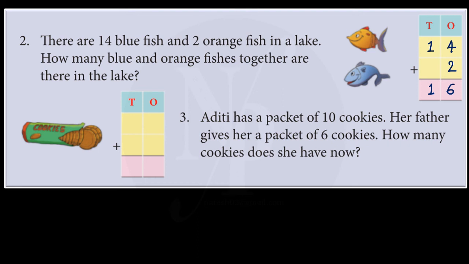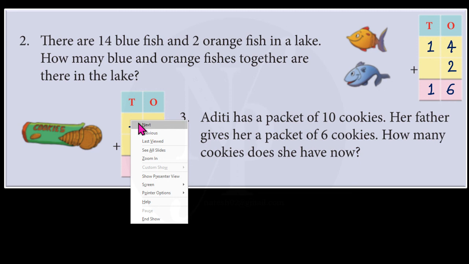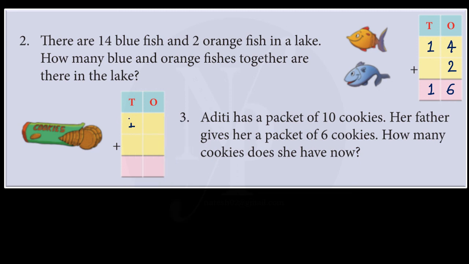Adding these 2 numbers, we can find 10 and 6. So we will write down the numbers appropriately in this box. That is 10 and 6. So we will add the digits in ones place first. 0 plus 6 is 6. 1 plus 0 is 1. Therefore, the answer is 16.